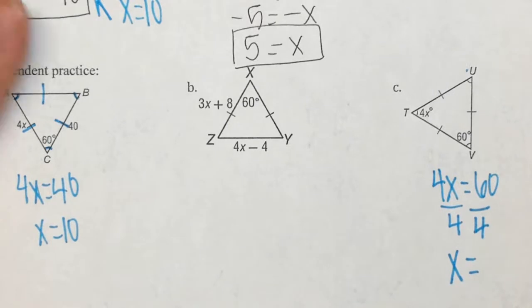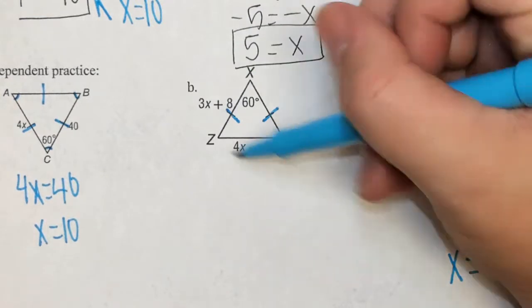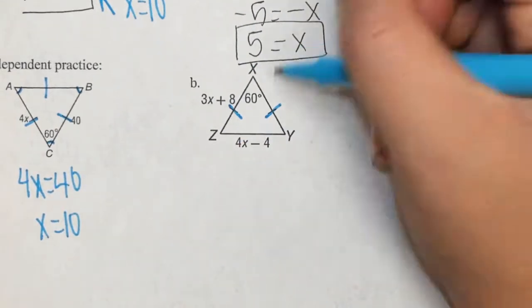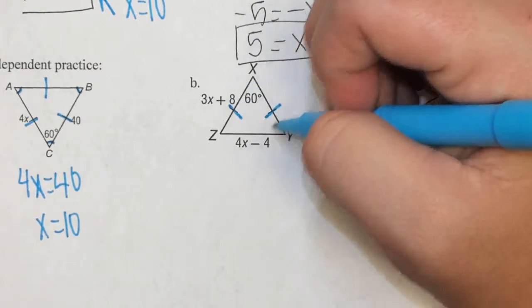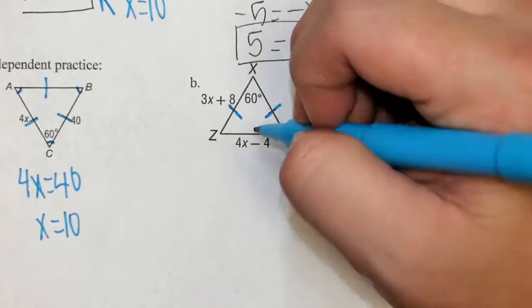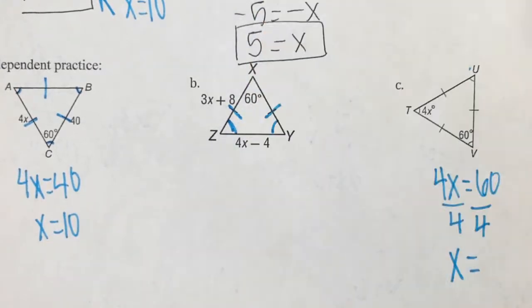Okay, so last one, let's talk about B. Here's the thing about B. I know that these two are the same, but I don't know this third side's the same. But I do know that this has to be 60. Well, this is kind of like using isosceles triangles first. If these two sides are the same, then I know these two angles are the same.